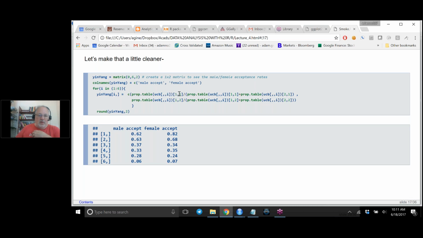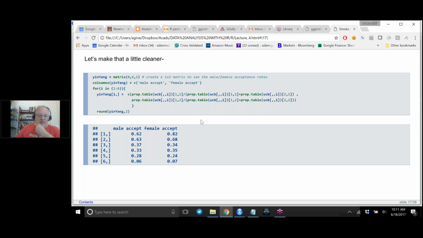1, 1 is the number of men who are accepted. 1, 1 and 2, 1, that's men accepted, men rejected. So this is going to give the ratio of men who are accepted. And then similarly, 1, 2 is the women who are accepted, women rejected. So the second piece gives me the percentage of women who are accepted. And then I'm just saying c means combine, so that means make it 2 numbers. So you put these 2 numbers over there. And then I printed it out.